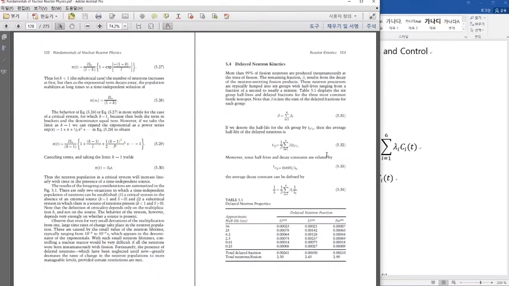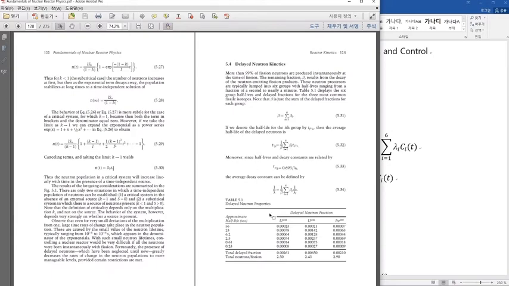So after that, so far we have not considered the delayed neutrons. This is the solution for when we only consider the prompt neutrons. And these are how we include the delayed neutrons in our neutron balance equations.